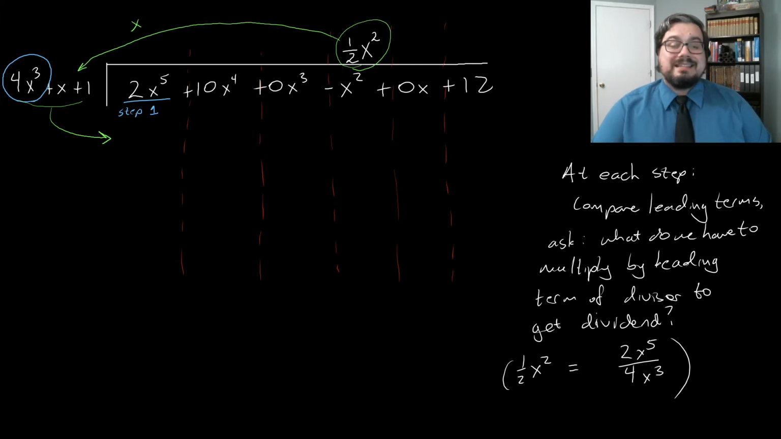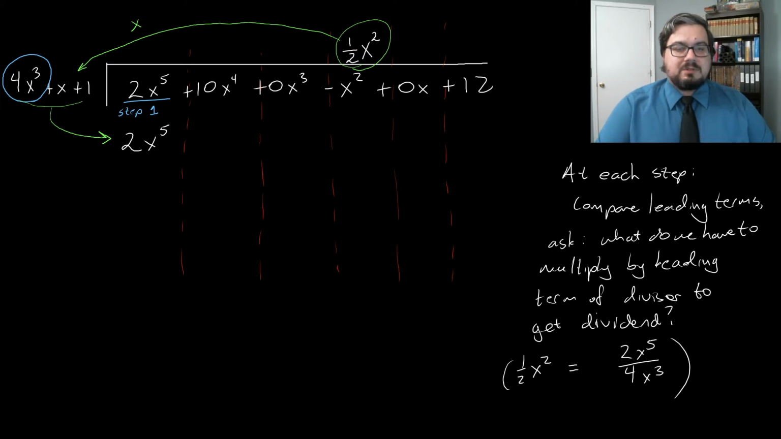Now, because these are polynomials, this multiplication is more complex than it is with numbers, but if you do it term by term, it makes it easier. So 1/2 x squared times 4x cubed becomes 2x to the fifth. That was the whole point, to get the leading term of the dividend to match the leading term of the divisor.